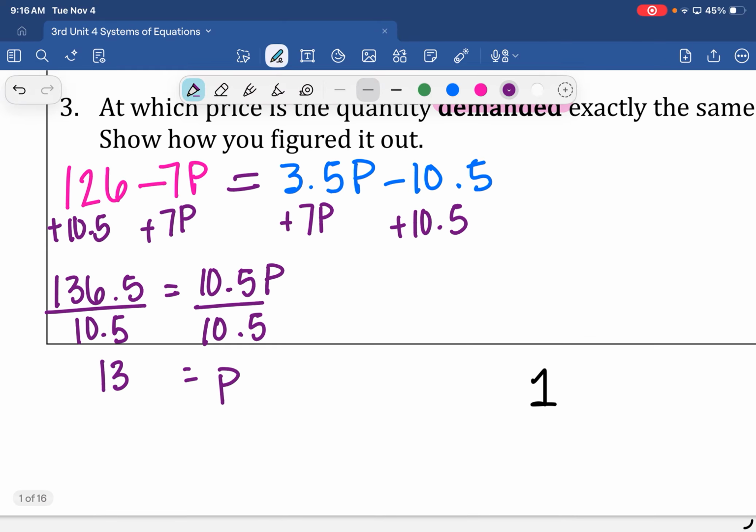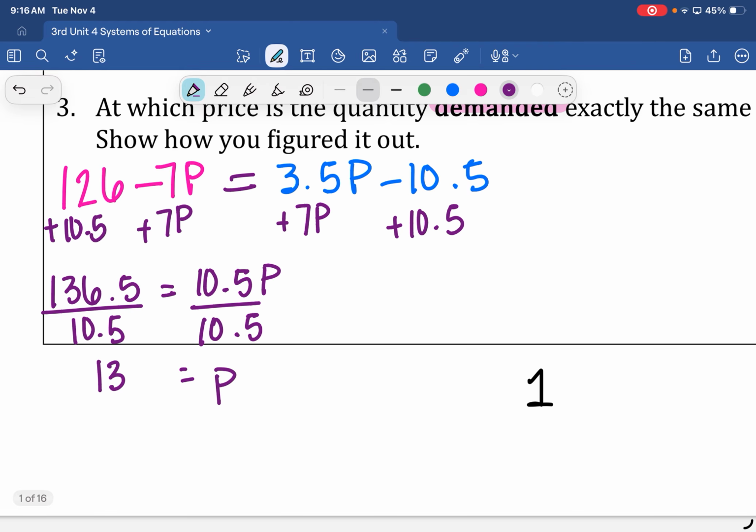Okay, so we're going to plug it into both equations. So we have our demand equation. We're going to do that first. So 126 minus 7 times 13. So somebody use a calculator and tell me what that is. What'd you get? 35. Okay, so that means the demand is 35.